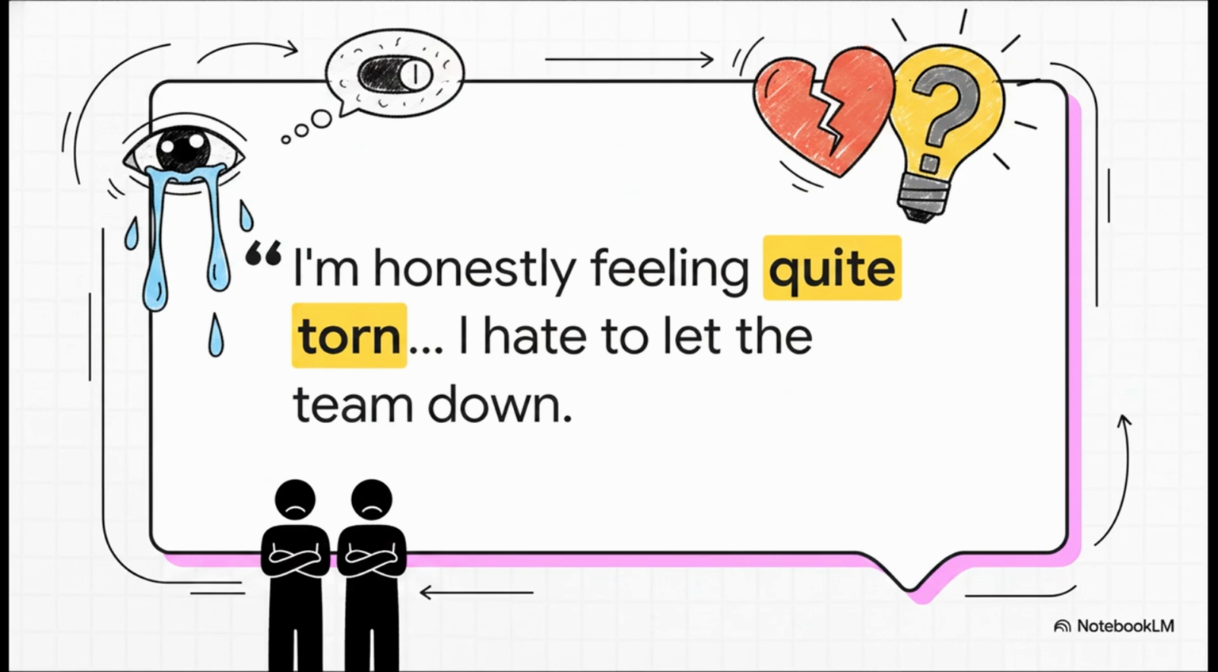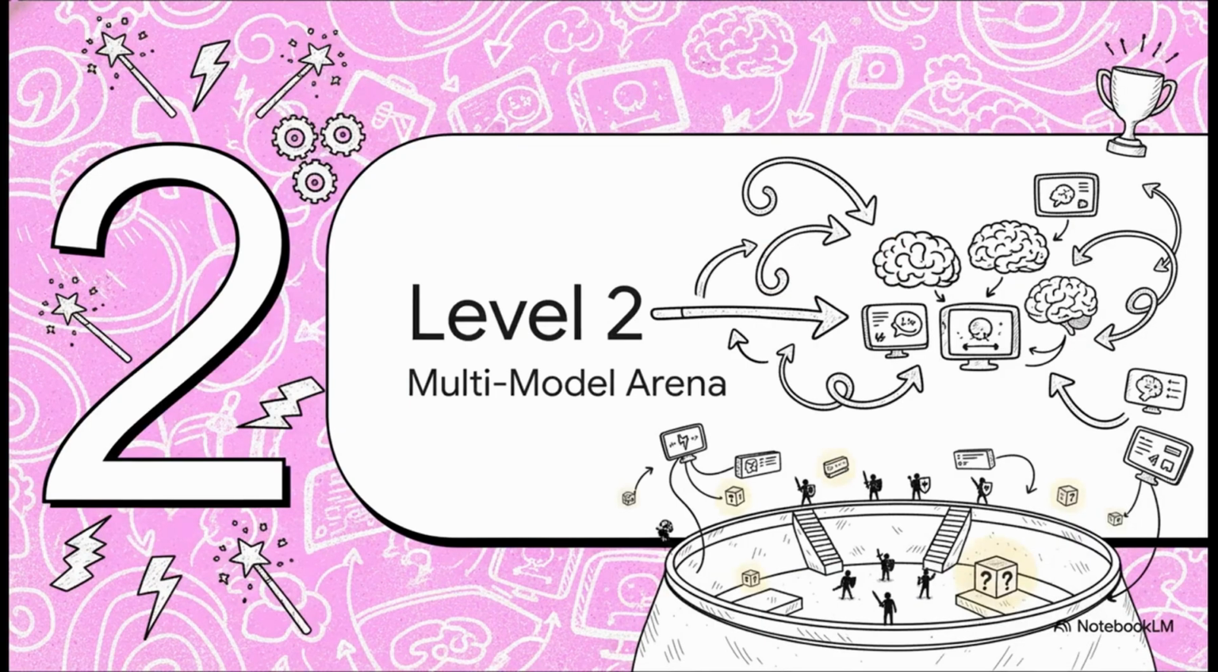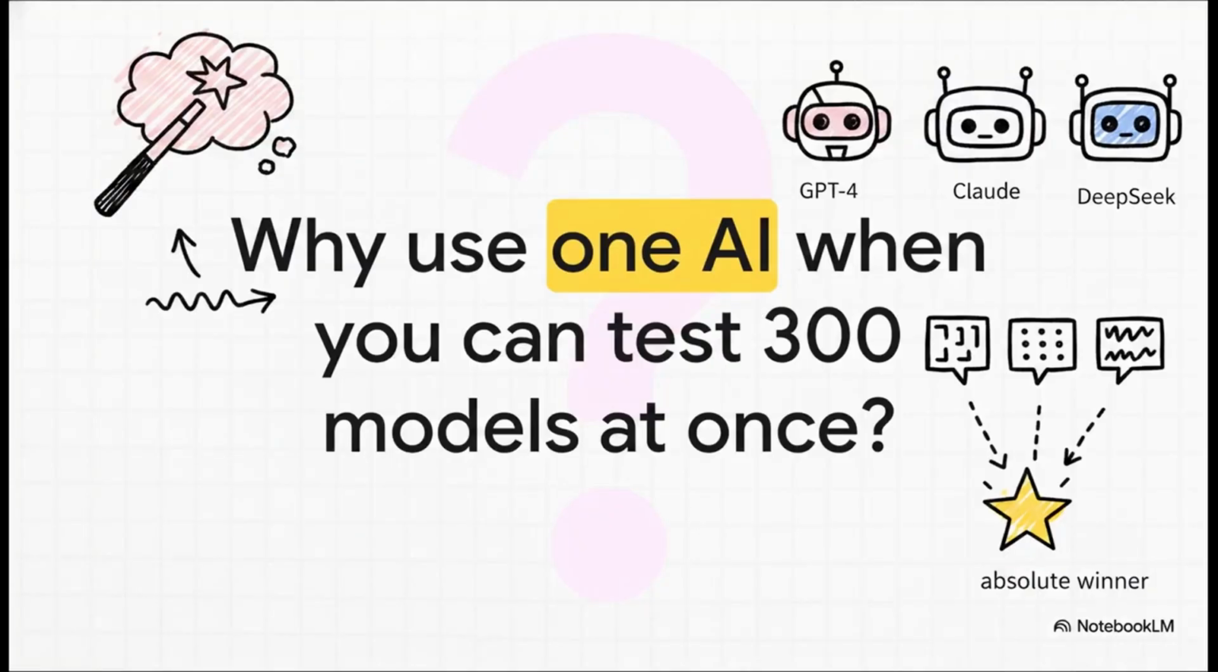The AI will perfectly match whatever tone and context you dictate. Moving right along to level 2, the multimodal arena. Okay, so you've totally mastered the formula, but what happens when you want to push it even further? Why on earth would you settle for just one AI's opinion?